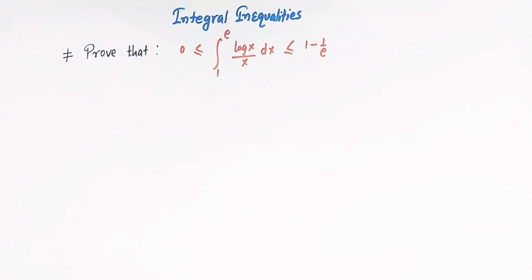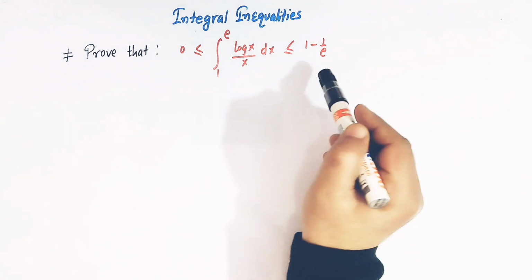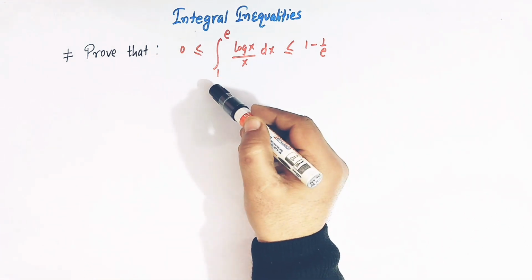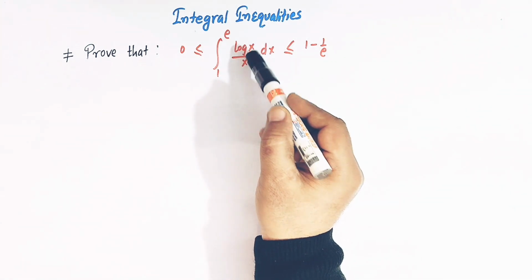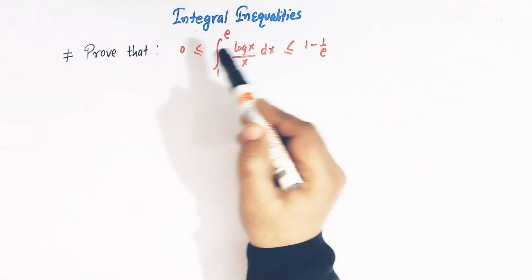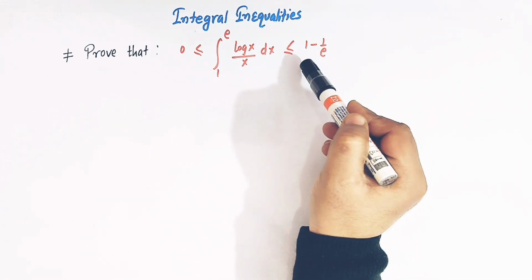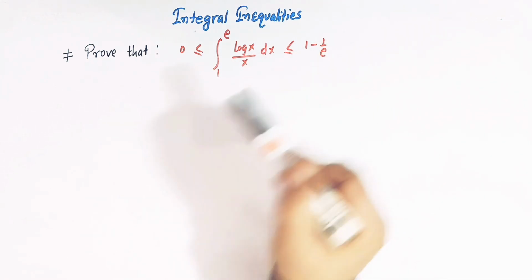Hello viewers, in today's class we are going to discuss another problem from integral inequalities. So in this class we have to prove this important inequality in which we have this integral from 1 to e of log of x over x dx is greater than or equal to 0 but less than or equal to 1 minus 1 over e.